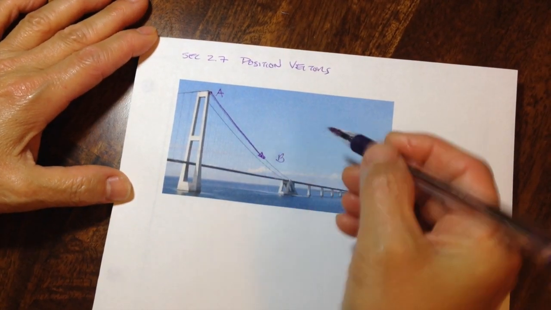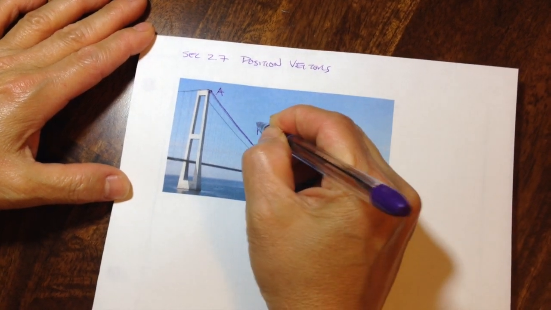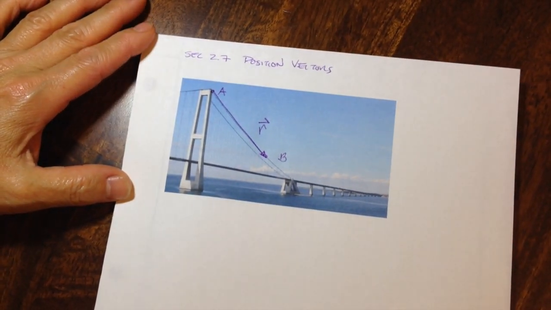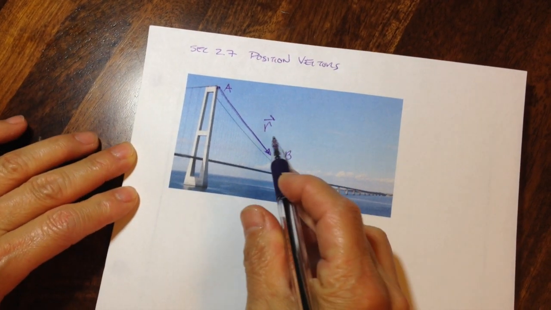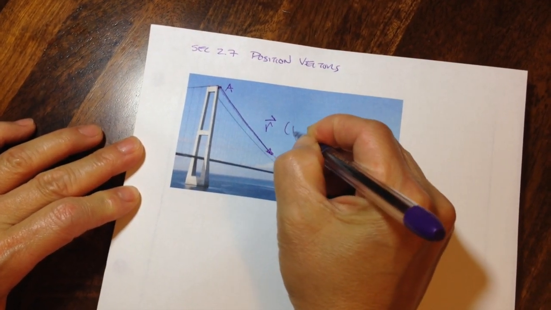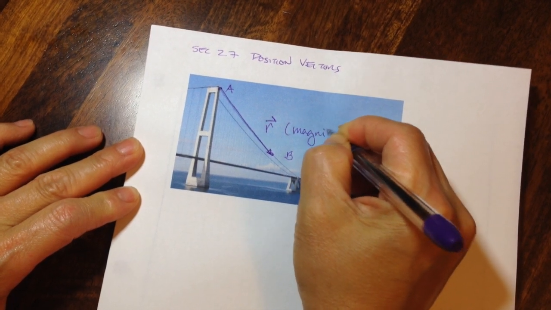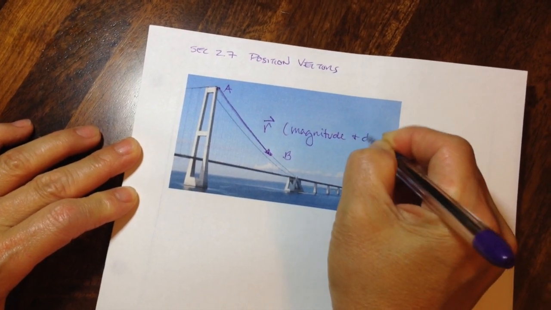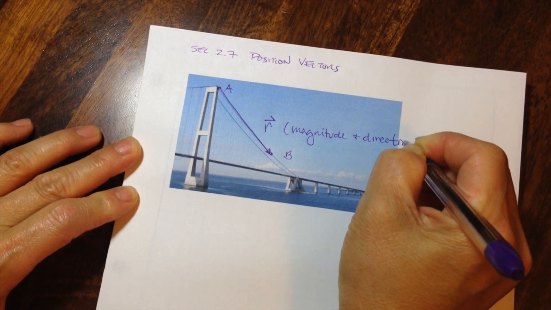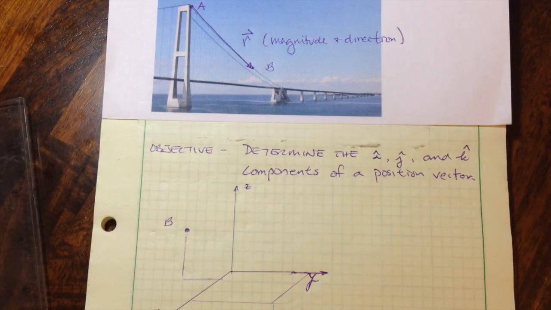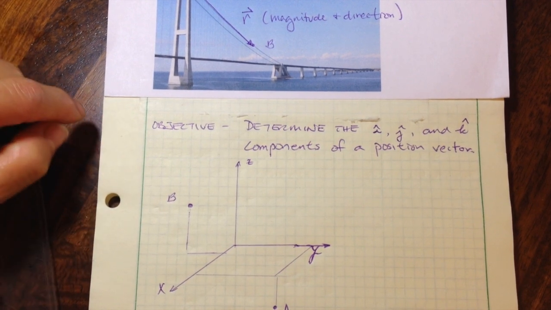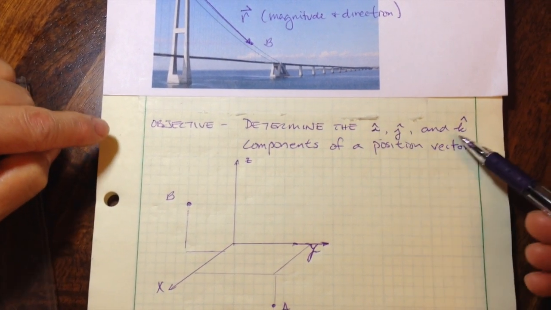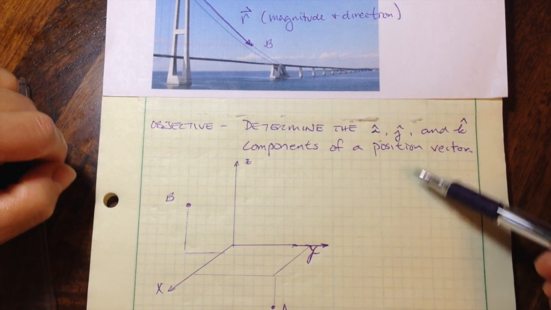This position vector, we can label it as R, and it is a vector. So we know that vectors have both magnitude and direction. The objective for section 2.7 is to determine the I, J, and K components of a position vector.